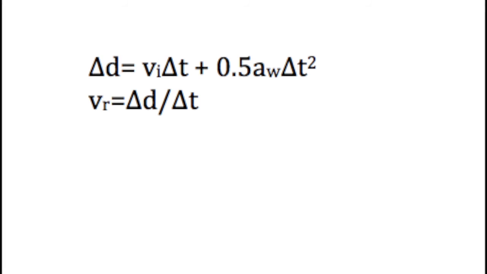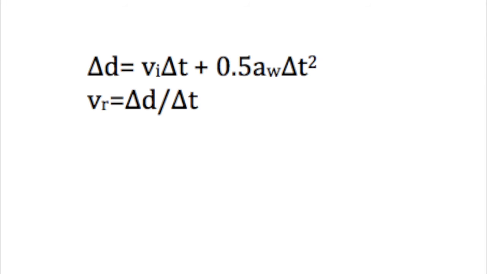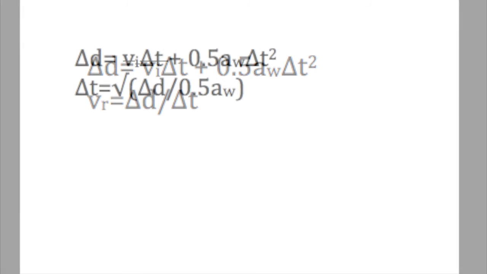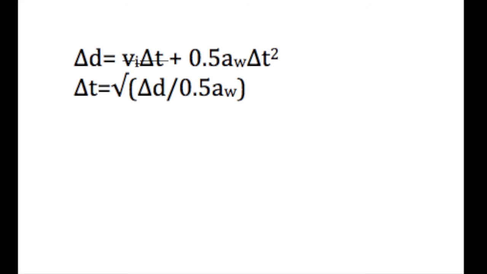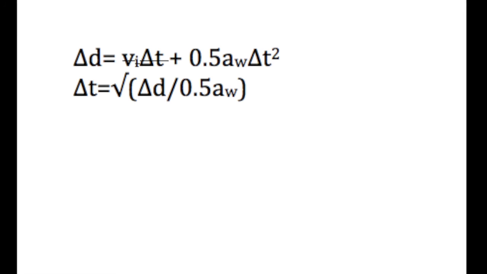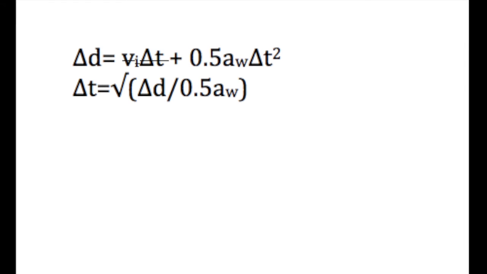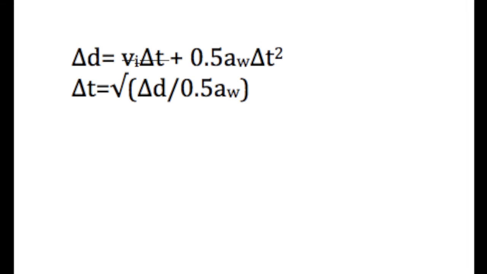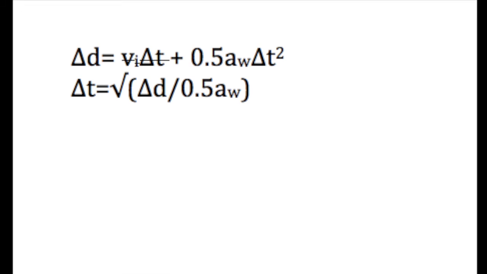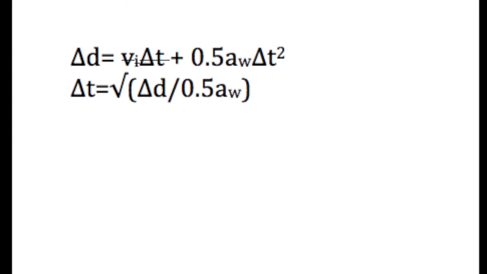The first step towards solving this problem will be to rearrange both equations and isolate for delta t, because we do not know its value and will need to eventually cancel it out. The first equation for Wile Coyote can be simplified by crossing out initial velocity times delta t from the equation, because the initial velocity will be 0 and therefore that part will equal 0. We can then rearrange the rest of the equation and isolate for delta t. Our final equation will be delta t is equal to the root of delta d over 0.5 times acceleration.